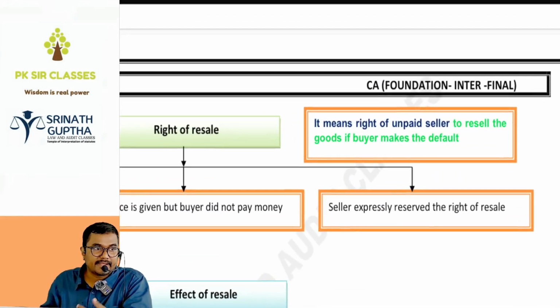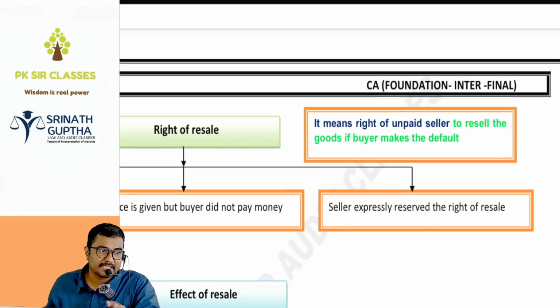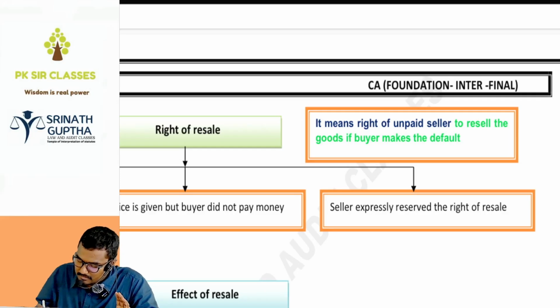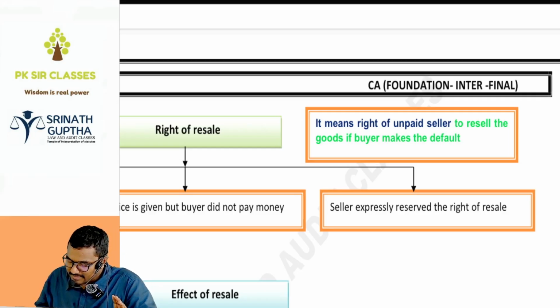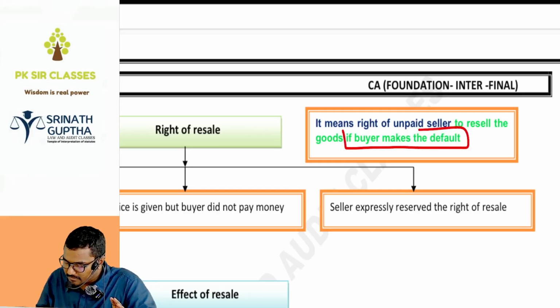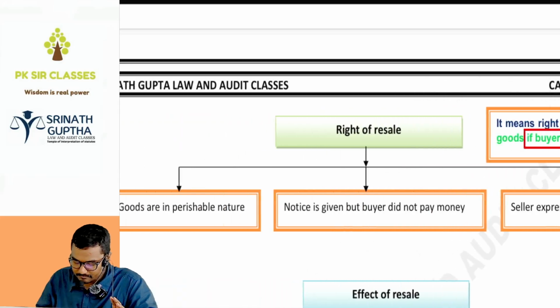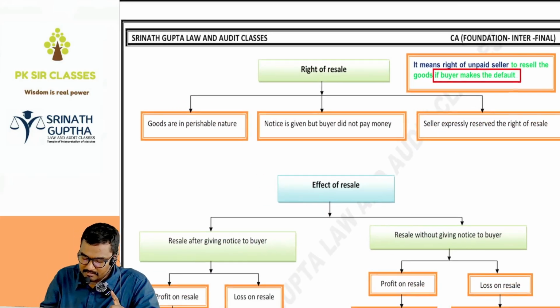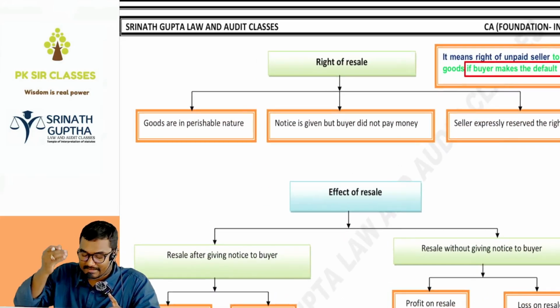The right of resell means the right of the unpaid seller to resell the goods if the buyer commits the default. It means the right of the unpaid seller to resell the goods if the buyer makes the default. So an unpaid seller can resell the goods in three cases.